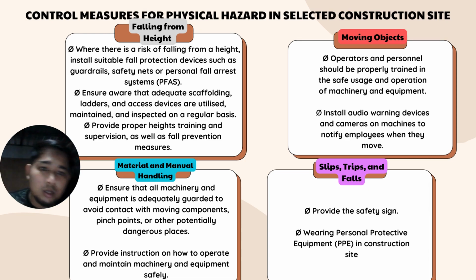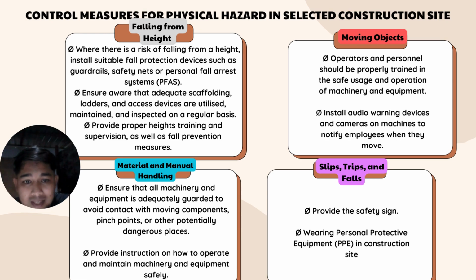For moving objects, operators and personnel should be properly trained in the safe usage and operation of machinery and equipment. Secondly, install audio warning devices and cameras on machines to notify employees when they move. Next is material and manual handling. Ensure that all machinery and equipment is adequately guarded to avoid contact with moving components, pinch points, or other potentially dangerous places. And lastly, provide instruction on how to operate and maintain machinery and equipment safely.